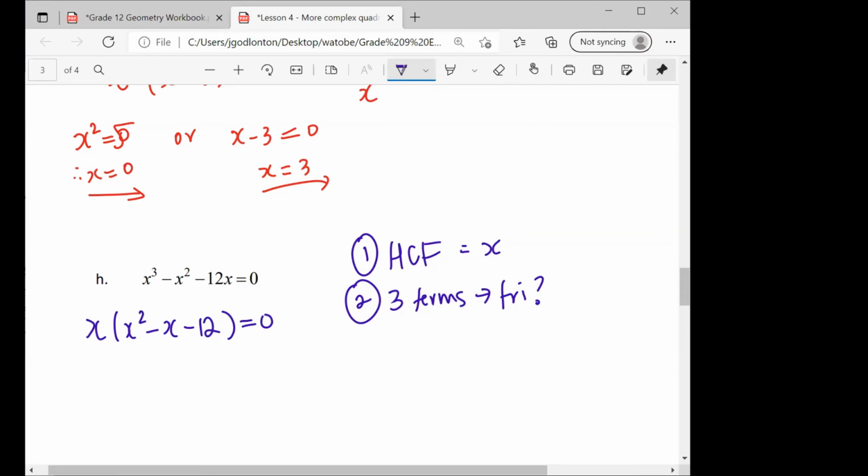Second step, we're going to look at our trinomial. So we're going to work with our factor pairs. So I've got 1 and 12, 2 and 6, 3 and 4. How could I get -1? I need this to be a -4. I need that to be a +3. So I'm going to have x minus 4, x plus 3 is equal to 0. That's a second step. You would get 2 marks in that step.